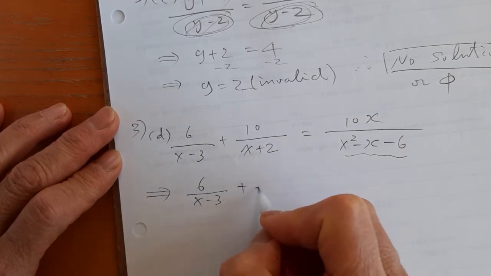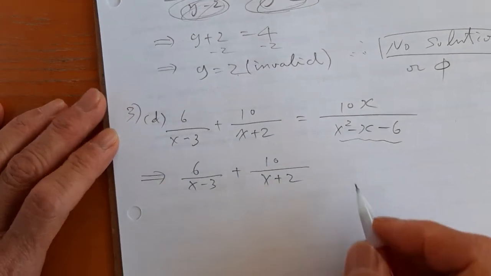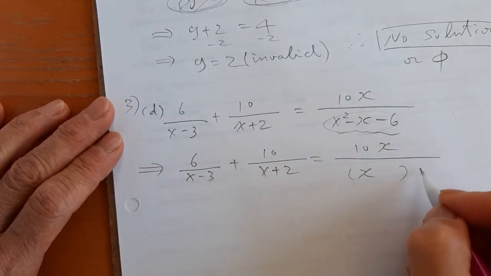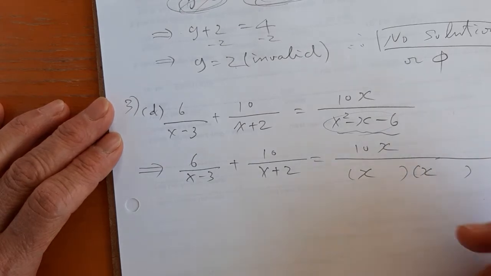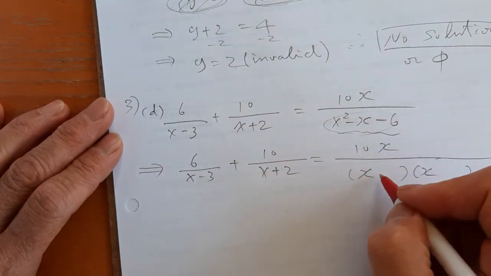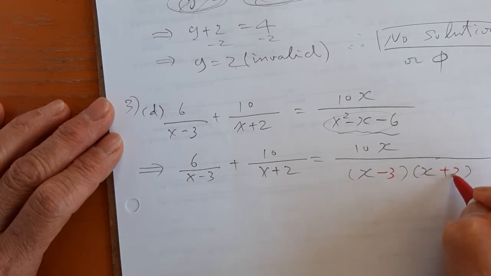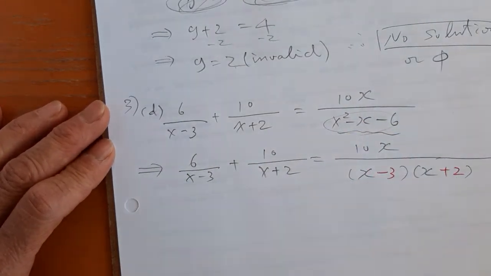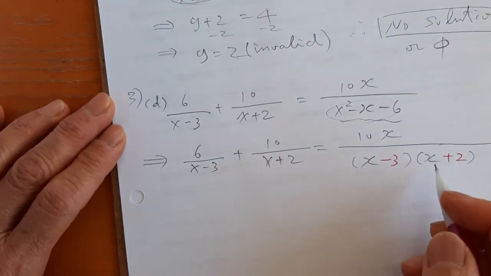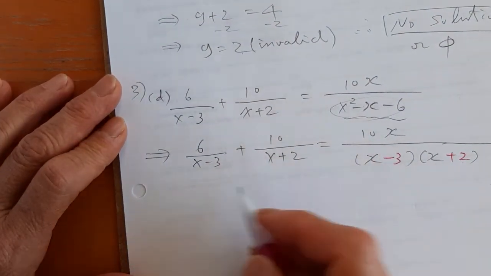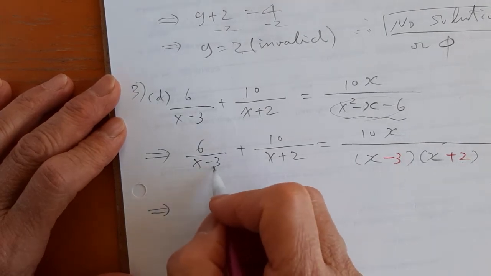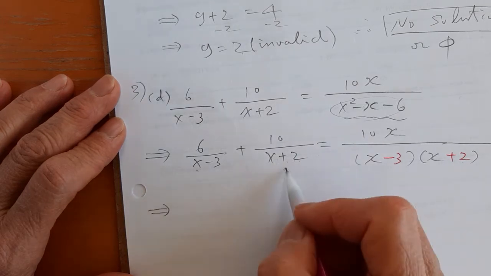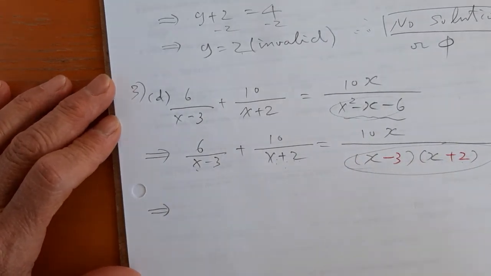For this one, we need two numbers that multiply together to give negative 6. So it's negative 3 times 2, negative 6. Negative 3 added to 2 is negative 1, the x coefficient. So this has x minus 3 and x plus 2. One denominator is x minus 3, another is x plus 2, and this denominator has both. So the LCD will be this one.